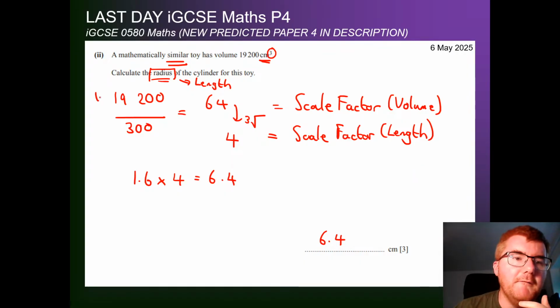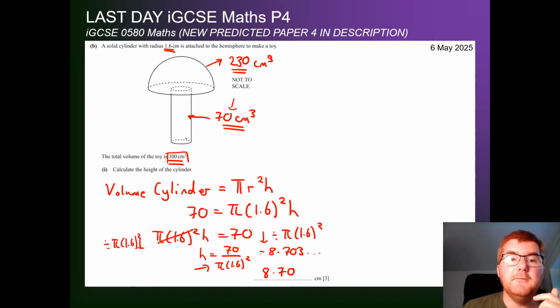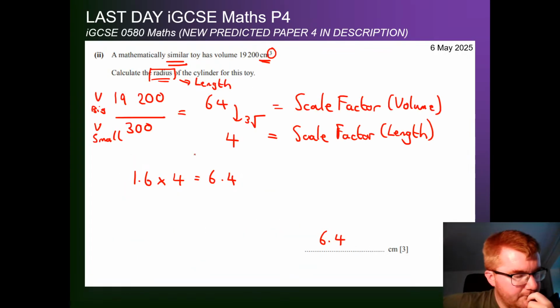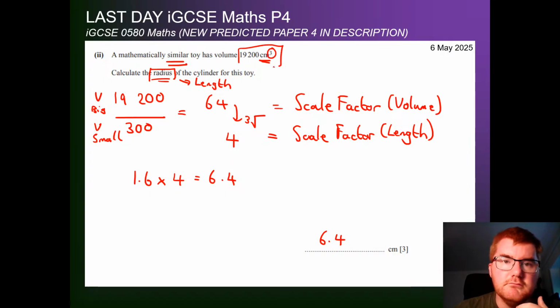So this is the volume of the big, let me put volume of big, and this is the volume of the small shape. The 300 comes from the second part of the question, the total volume of the small shape. 19,200 comes from the question. We're told that in the question.